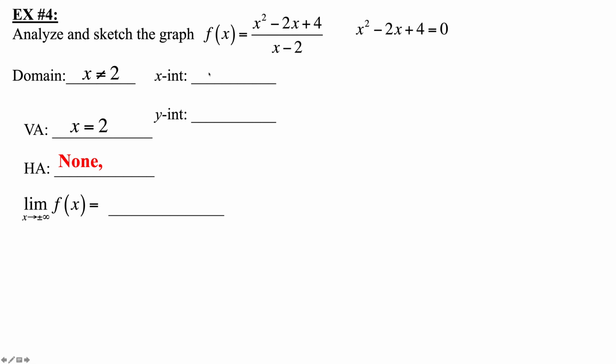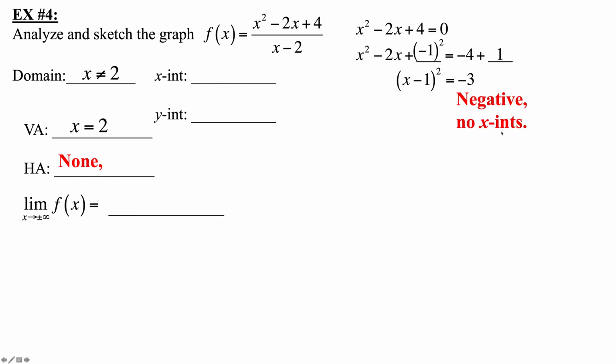All right, x-intercept, factor the top. Well, that doesn't factor, so I'm going to complete the square, subtract over the 4. Half of negative 2 is negative 1 squared is 1. Wait a minute, this is a negative 3. So if we're going to be taking the square root of negative 3, that's going to give me imaginary numbers, so there's no x-intercepts. Y-intercept is positive 4 over negative 2, so that's 0, negative 2.